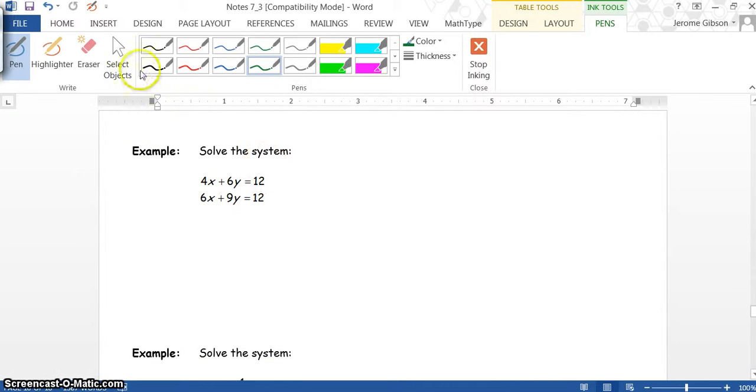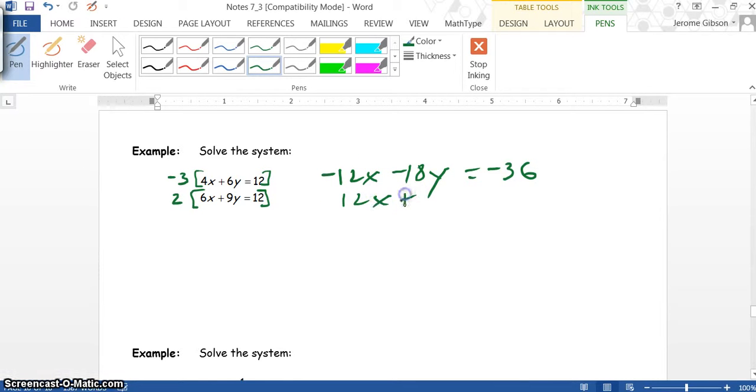Okay, it says solve the system. Doesn't matter which method we use. I'm going to use the elimination or addition method. So I'm going to get rid of the x's. We know we have to multiply one of these by a negative. And the common multiple of 4 and 6 is 12. So I do negative 3 here and 2 here. So this will give negative 12x minus 18y equals negative 36. This will give 12x plus 18y is equal to 24.